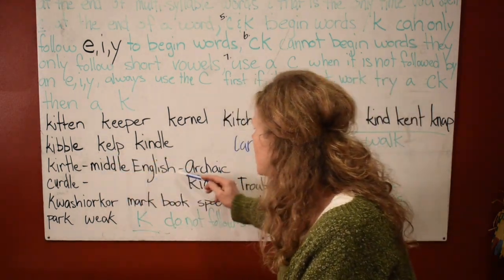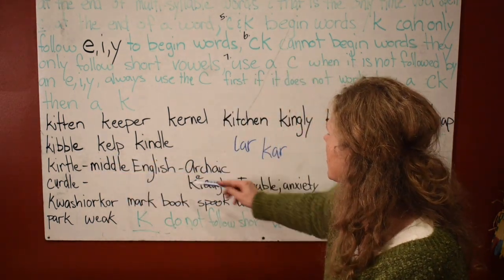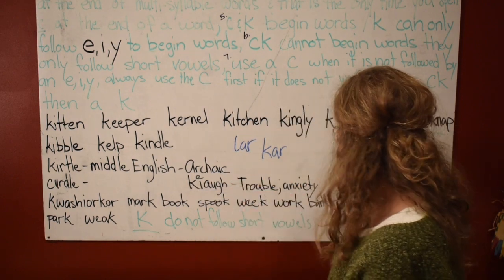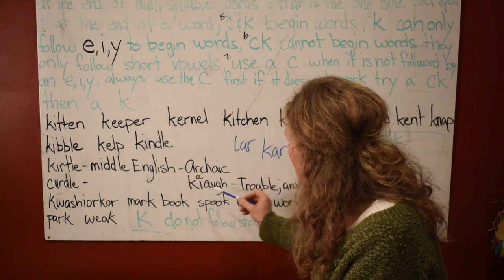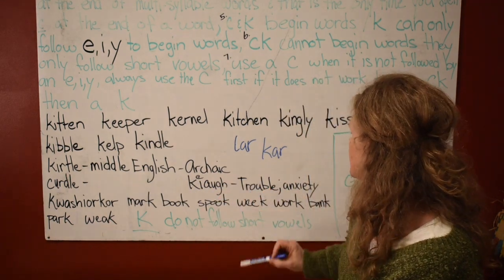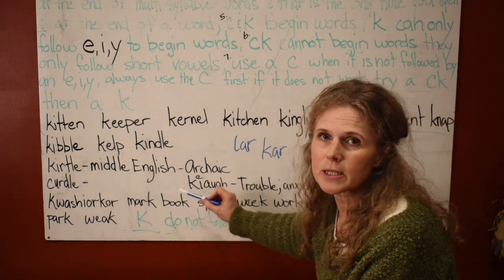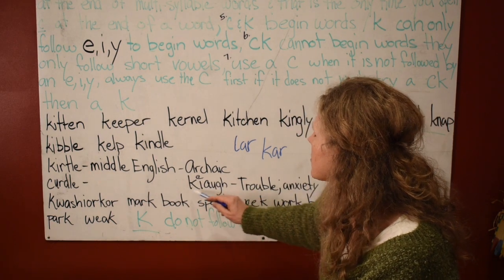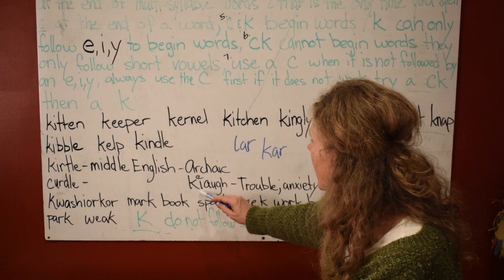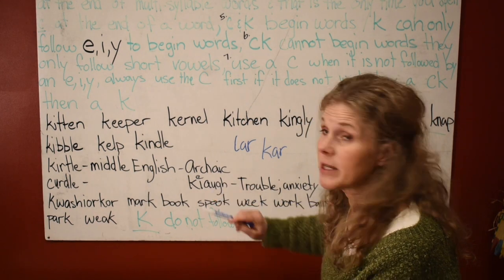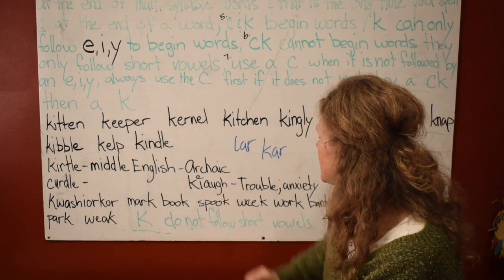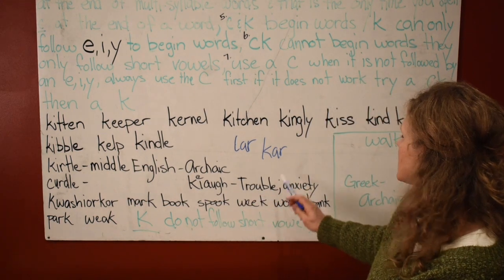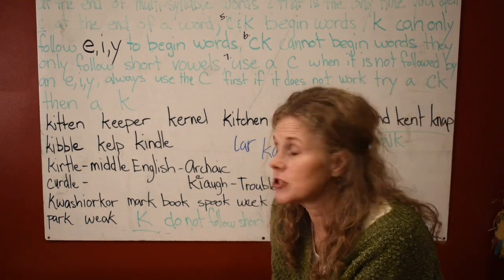This curdle is Old English. It's archaic, which we'll talk about over here for a minute. Kiosk, this word, it really doesn't come from our language, but see, even some other language, they follow the rule. This is an I, so it is being spelt with a K. So it means trouble, anxiety, and I think this is actually Scottish.